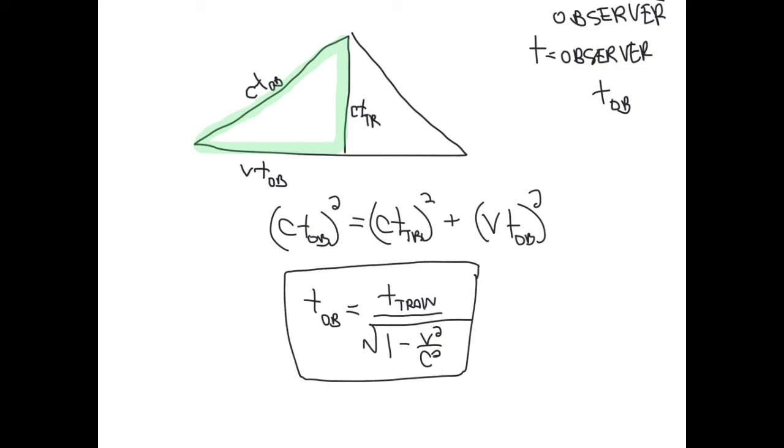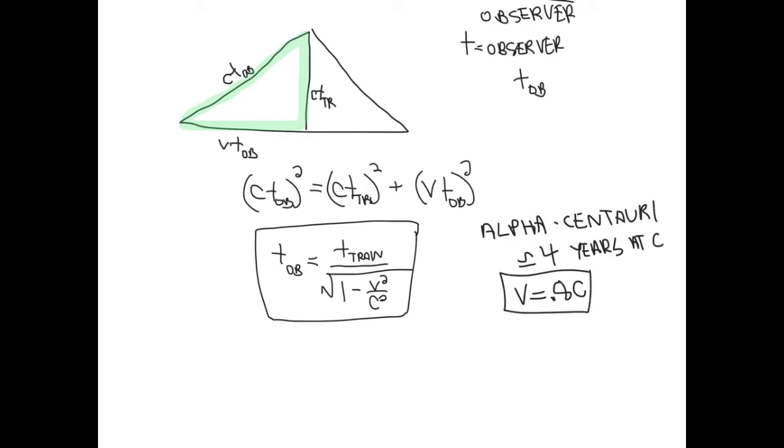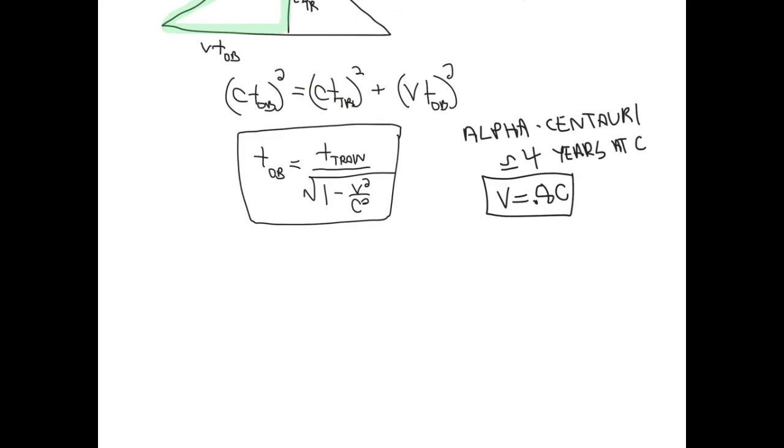So let's apply this to, say, a trip to the next closest star, which is Alpha Centauri. And Alpha Centauri, it's actually a double star, but it's roughly 4 light years away. So if you could travel as fast as light, it would take you 4 years to do that. Well, let's say we're not traveling at the speed of light, or let's say we're traveling at 0.8 times the speed of light, which would still be the most amazing engineering feat ever. But let's say we're doing that.